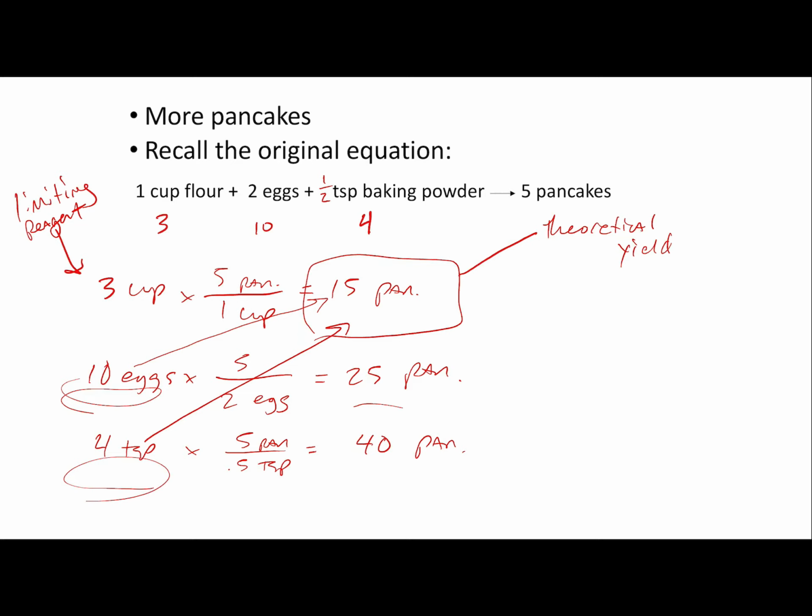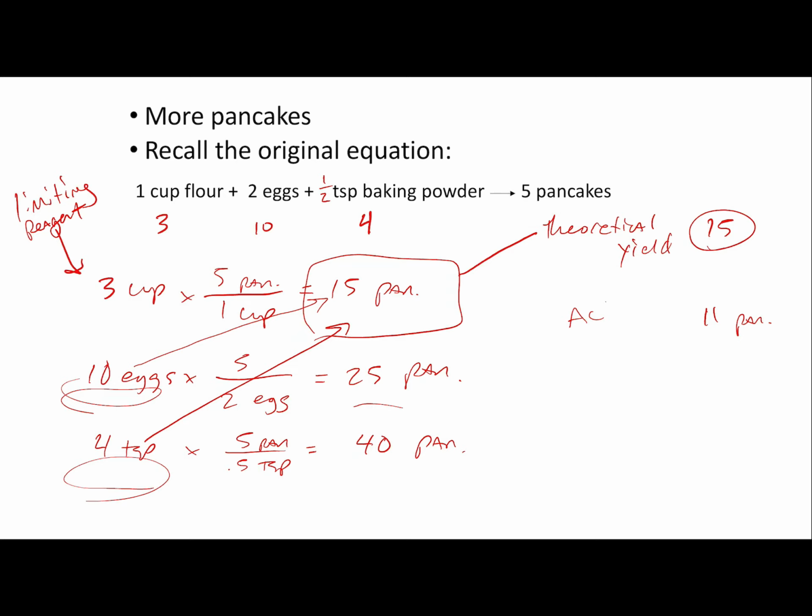Okay, so the limiting reactant is what runs out first. The amount of product that limiting reactant makes is what we call our theoretical yield. Now let's take another example. Let's say that we cook our pancakes and we accidentally burn 3 of them and 1 falls on the floor. So even though we have enough flour for 15 pancakes, let's say that we finish with only 11 pancakes.